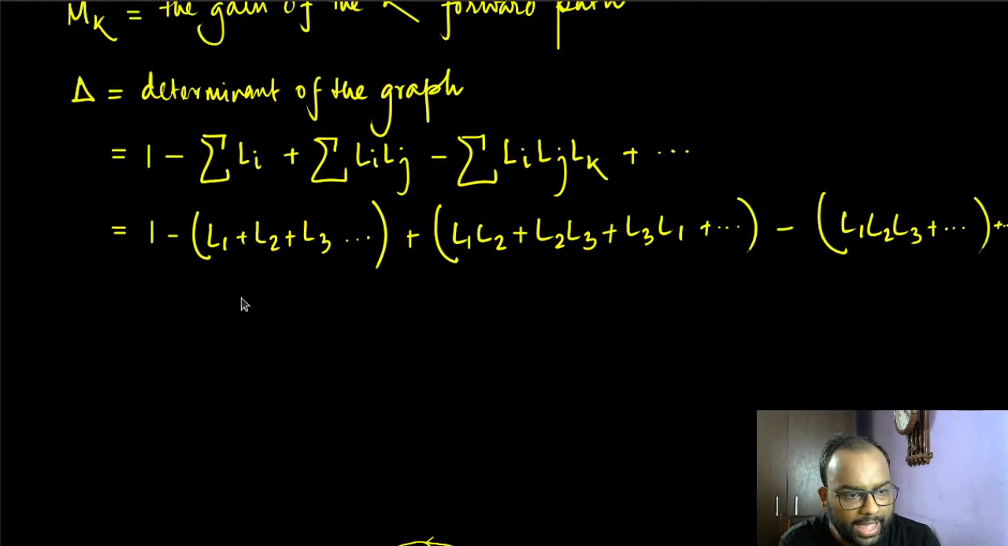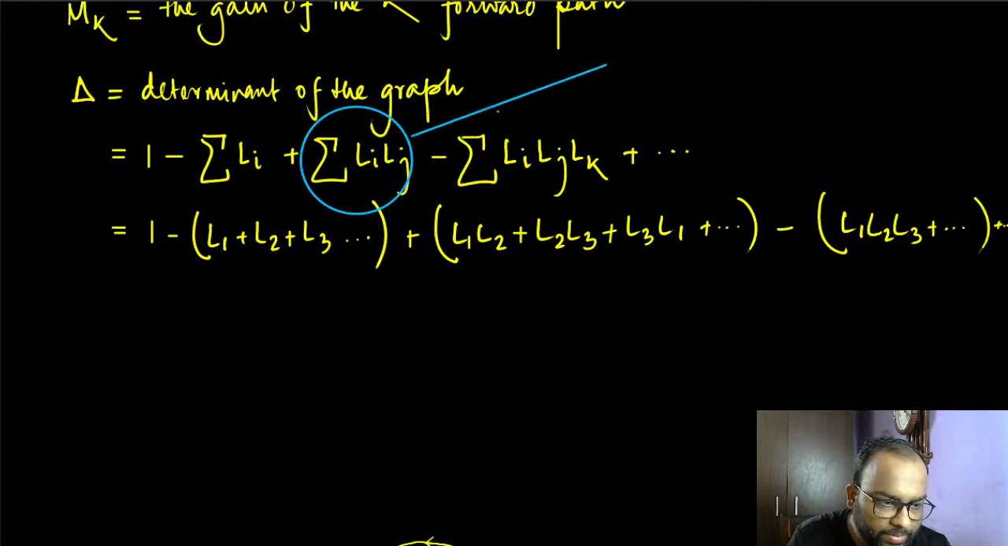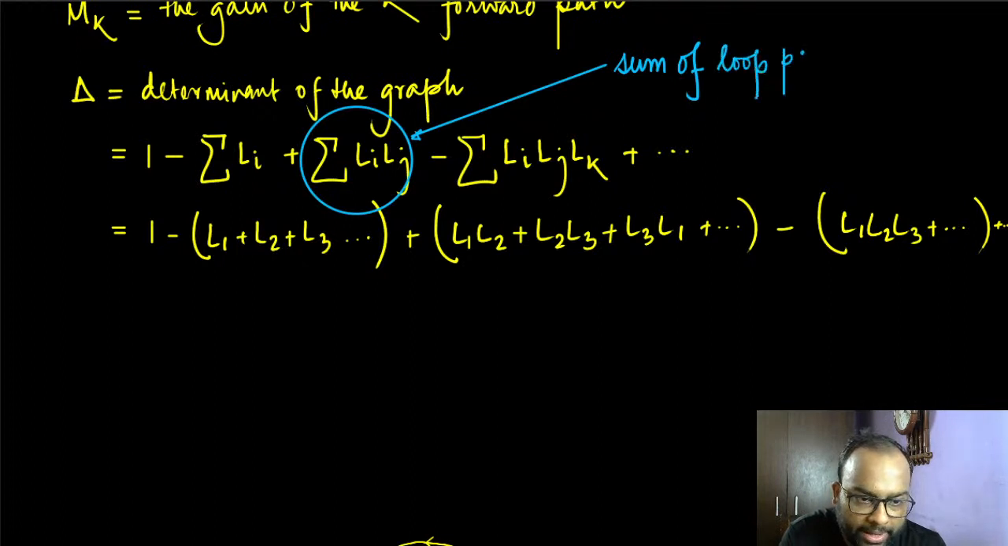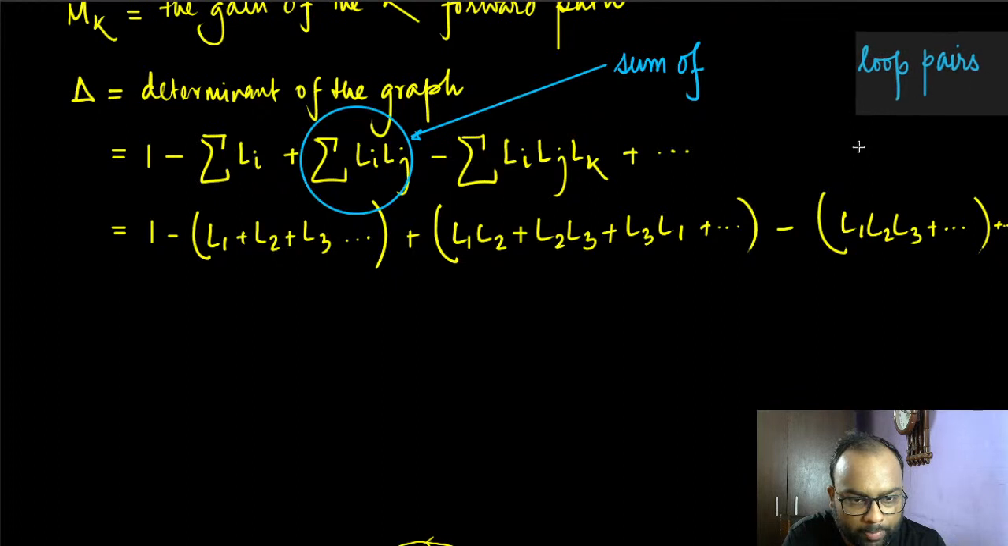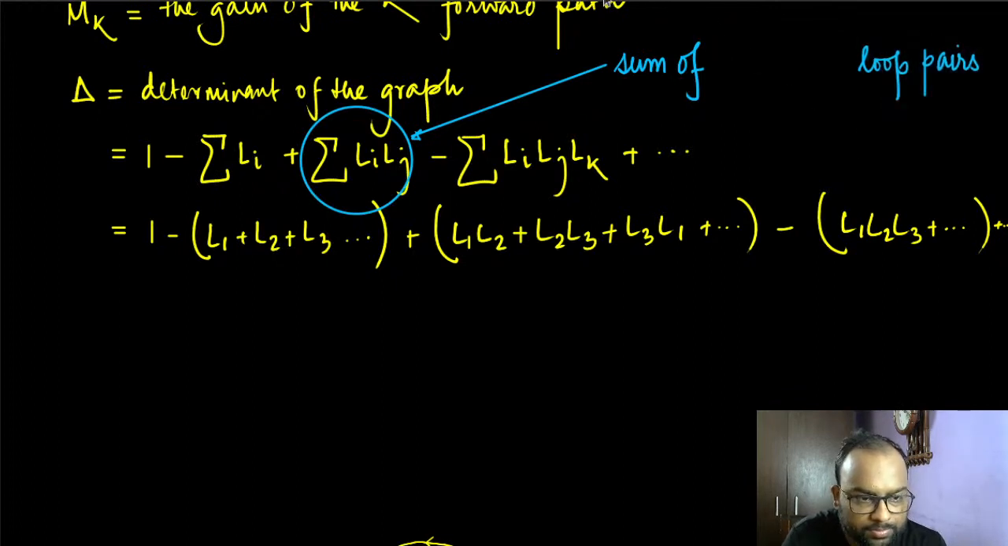All right, no problem. And these things that we are writing here, these quantities, these are the sum of non-touching loop pairs. Now let's write it this way: sum of non-touching loop pairs. Okay.